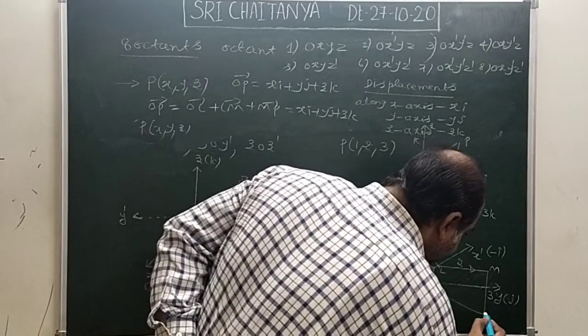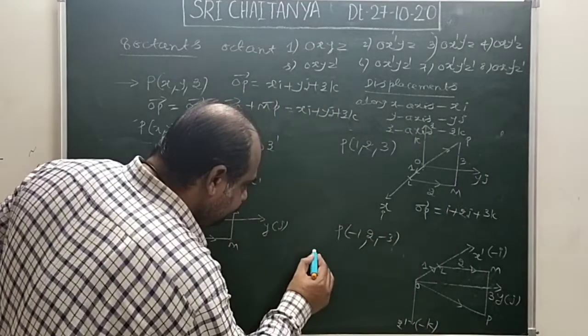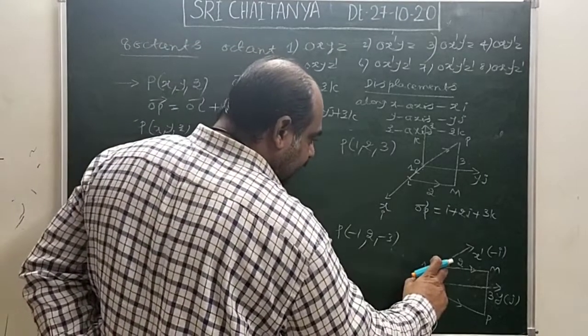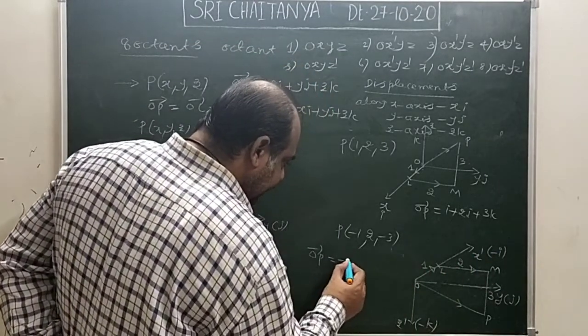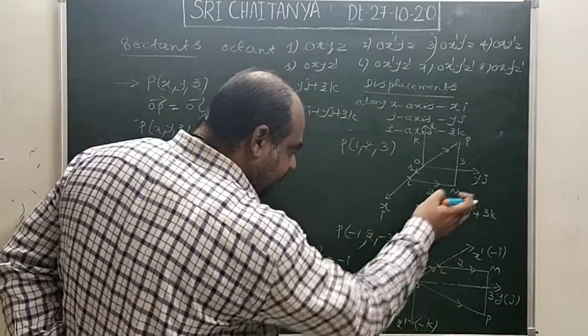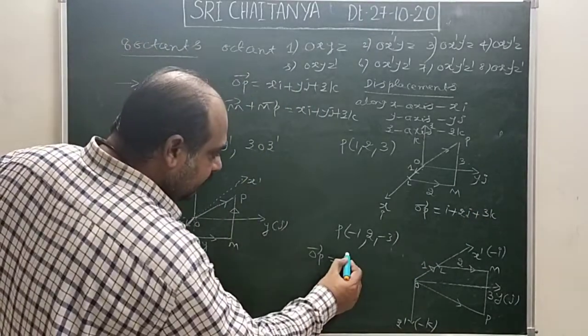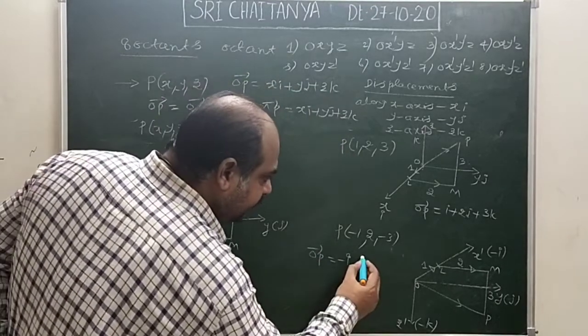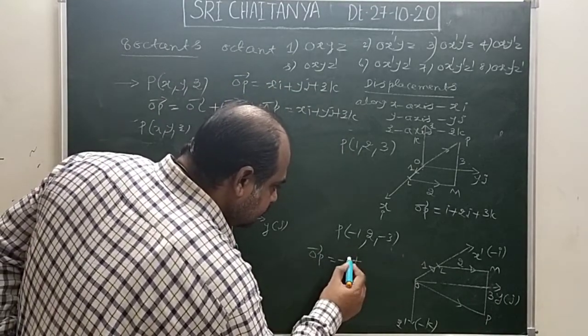Now look, OP bar is nothing but OL bar, which means 1 into minus i. The magnitude is 1 and the unit vector is minus i. Then this is, the magnitude is 2 and the unit vector is j.